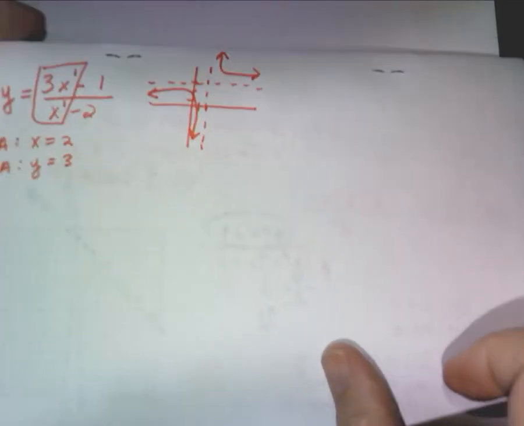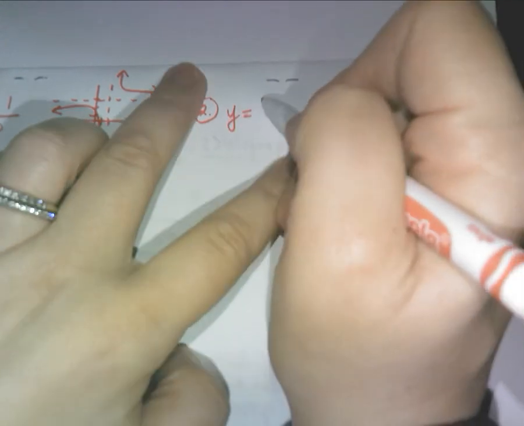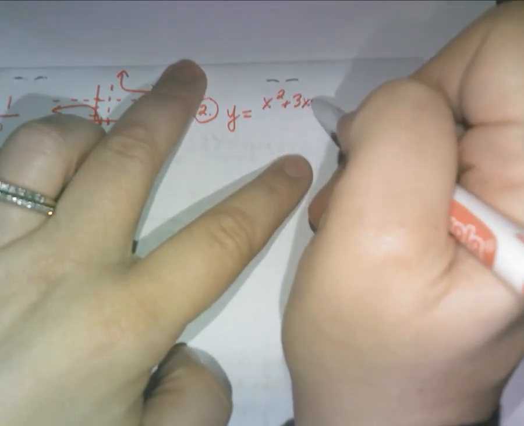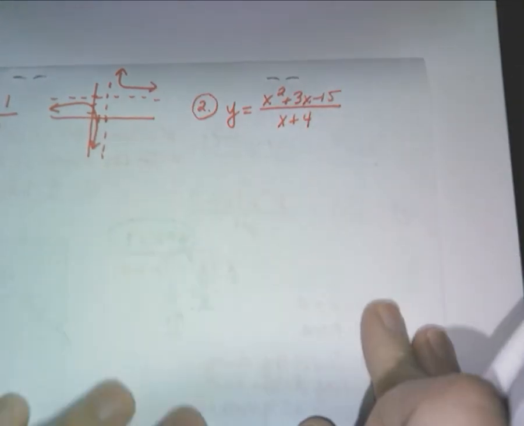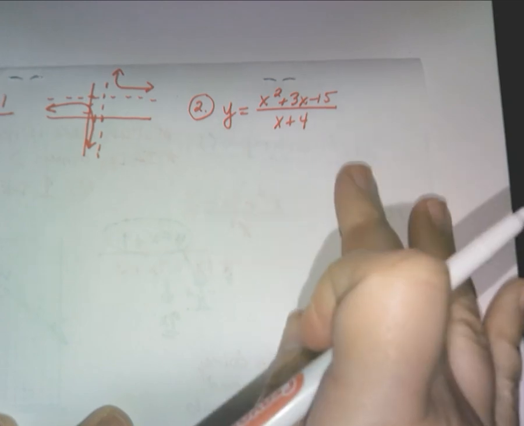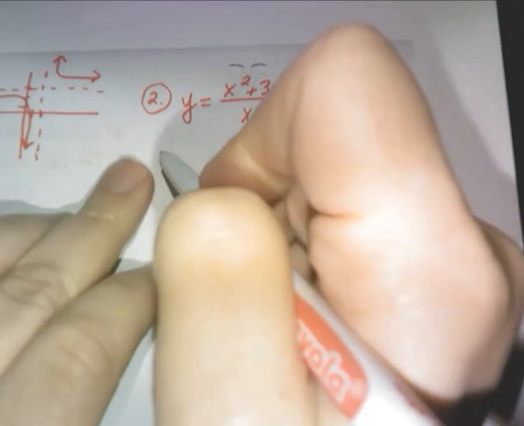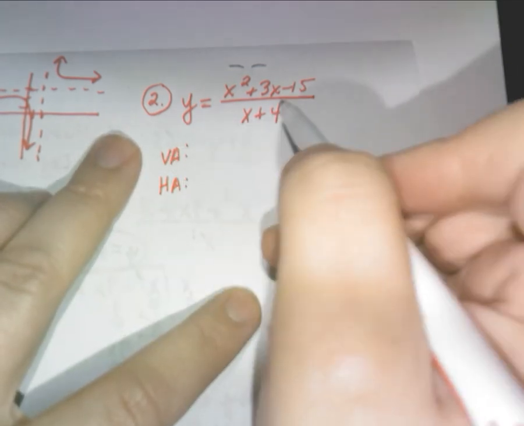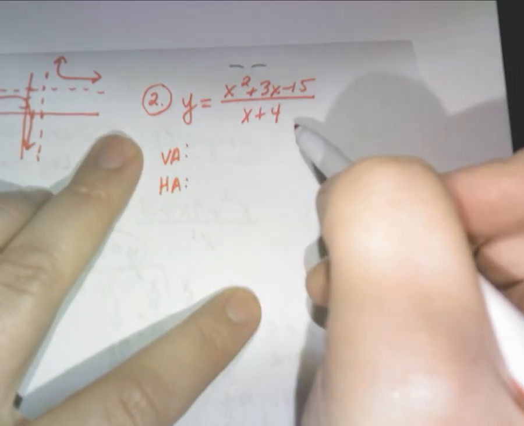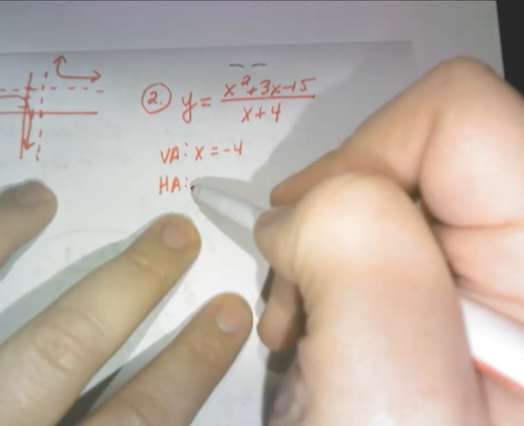All right, let's do another one. y equals x squared plus 3x minus 15 over x plus 4. All right, again, VA, vertical asymptote, set the denominator equal to 0, and what do you get for x? Negative 4.